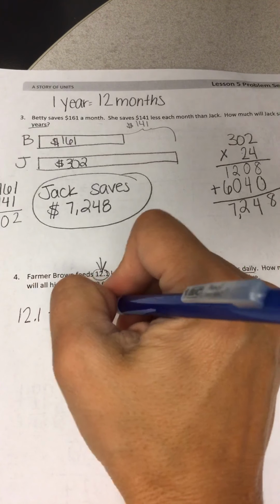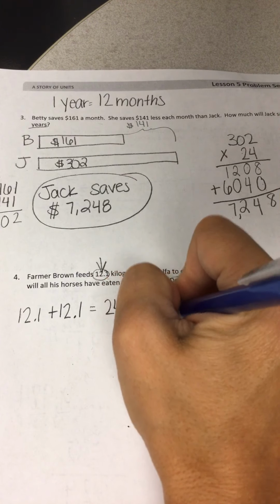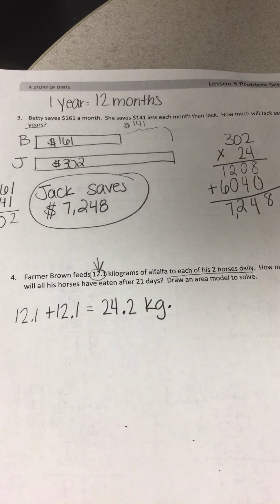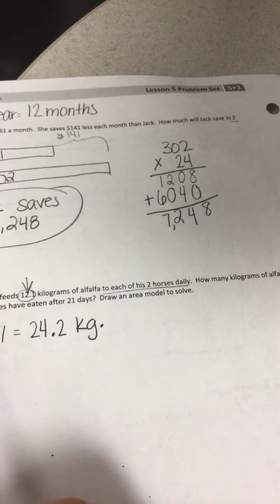So if I were to add these up, I know it's going to be 24 and 2/10 kilograms of alfalfa to his horses. So now I want to know how many kilograms his horses will have eaten after 21 days. So I want to take 24 and 2/10 and multiply it by 12. Okay, but it tells me that I want to draw my area model to solve this.